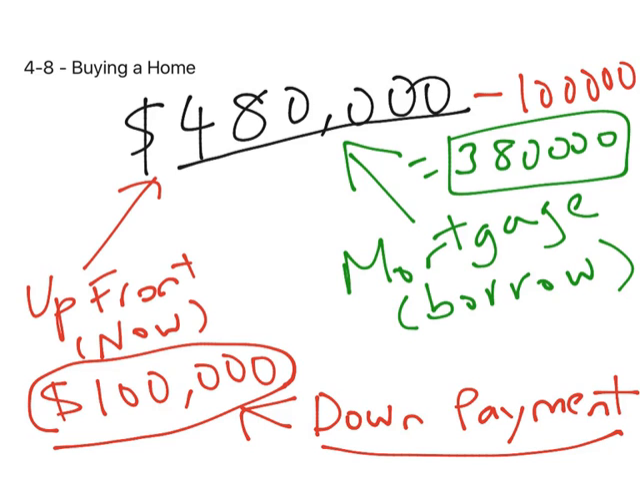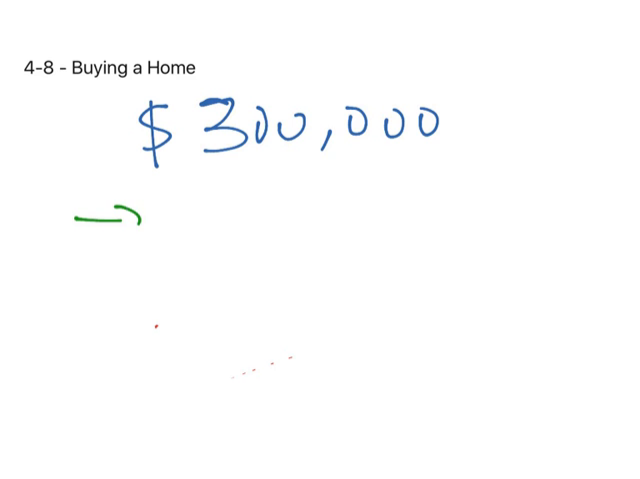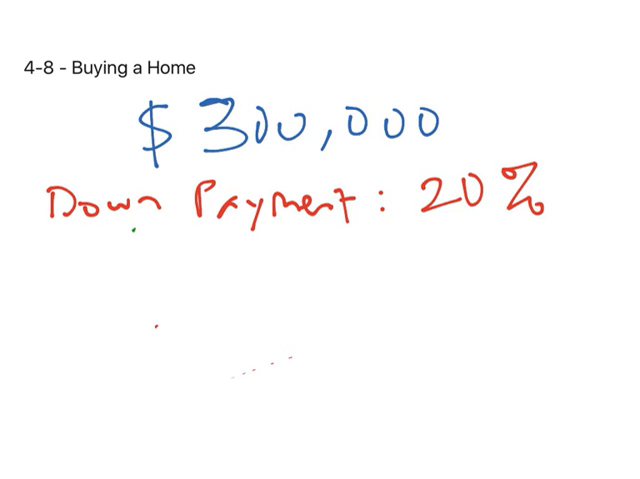So when you are saving up money to buy a house, you're really saving up for the down payment. But you're also making sure that you're making enough money every month to pay your mortgage. Another example, if a home costs $300,000, could be a house, could be an apartment, $300,000. Let's say that you can afford a 20% down payment.